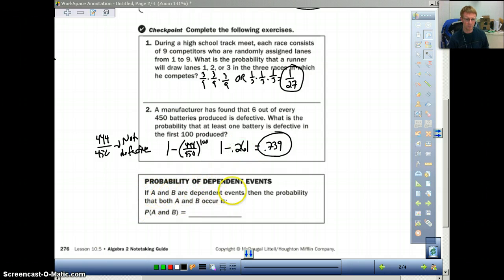It says if A and B are dependent events, then the probability that both A and B occur is the probability of A times the probability of B, knowing that A already occurred. So this is where the conditional probability comes in. And again, this isn't really much different. It's just understanding how the problem works and what's going to happen. It does change a little bit, but not much. You'll see, and it's pretty logical how it will change. So let's look at an example.